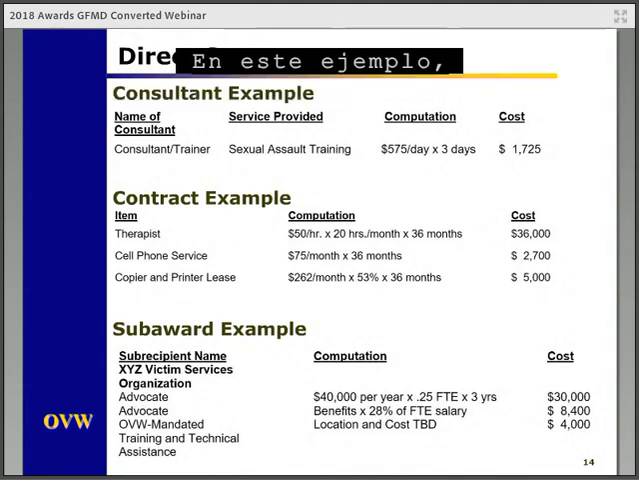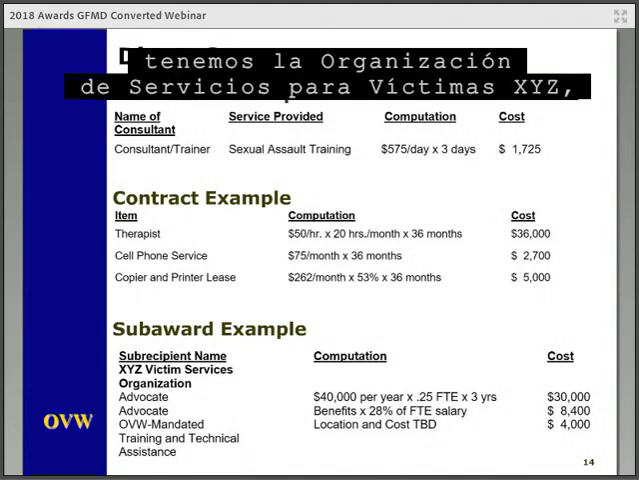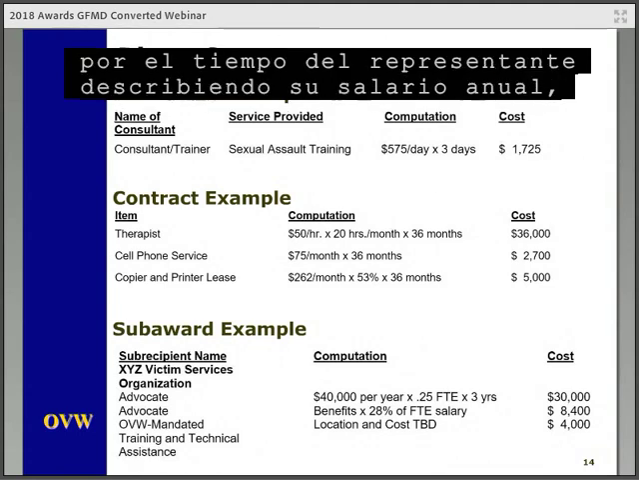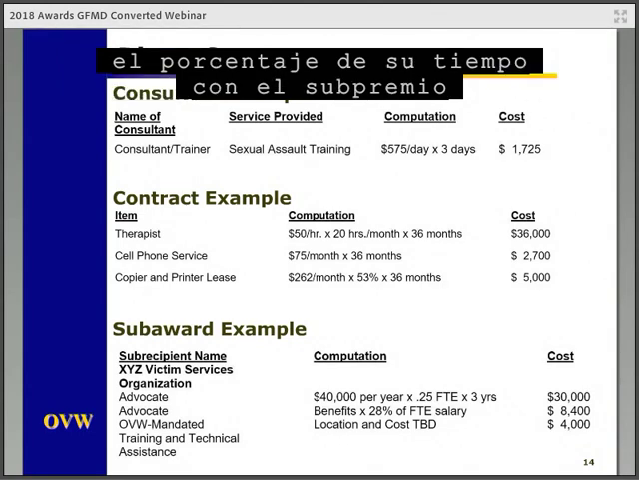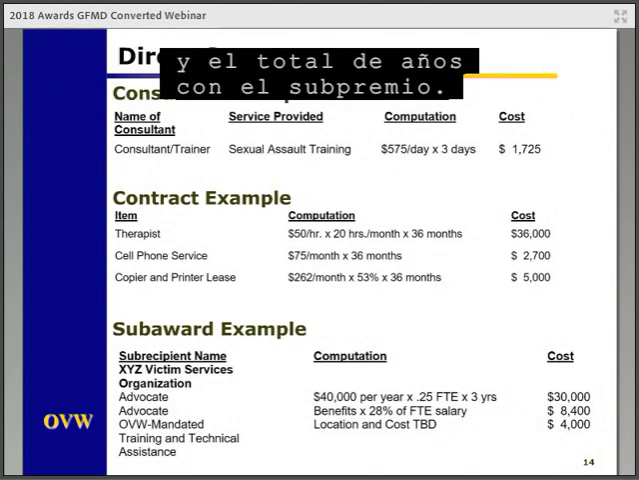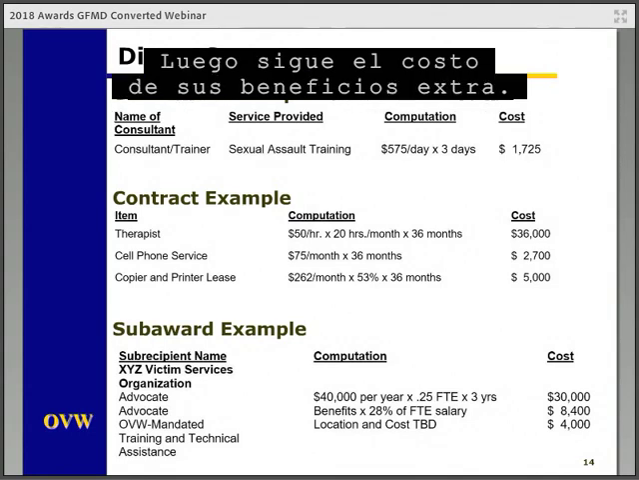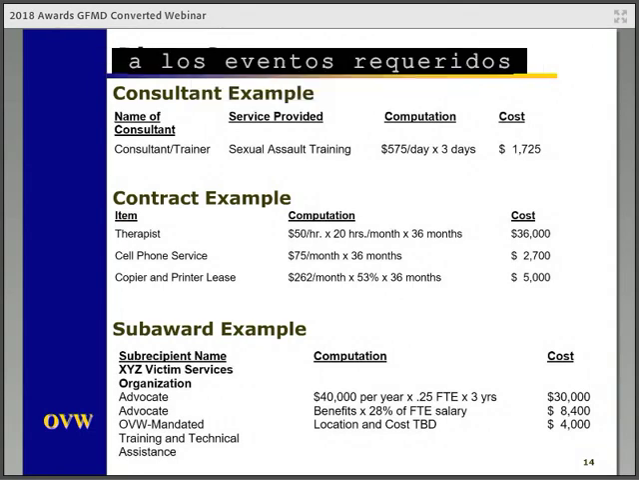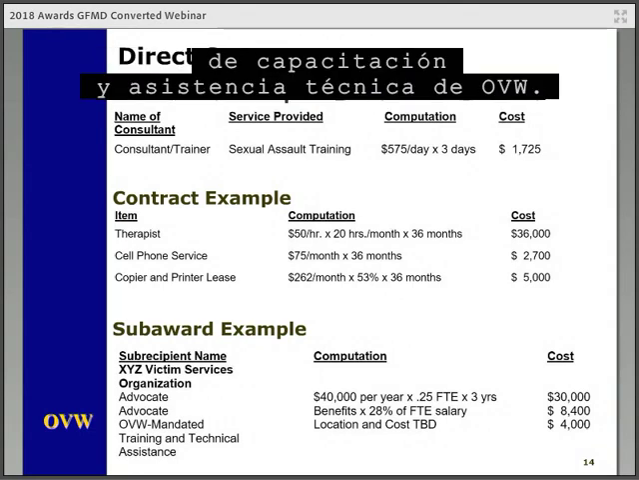In the example here, we have XYZ Victim Services Organization, and the budget starts off with their compensation for the advocate's time by listing their annual salary, percentage of time on the subaward, and the total years of their subaward. Next is the cost for their fringe benefits. And last is their cost for travel. And in this example, they plan to attend the required OVW training and technical assistance events.